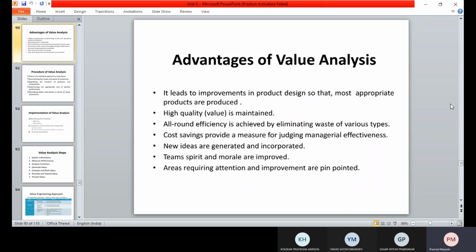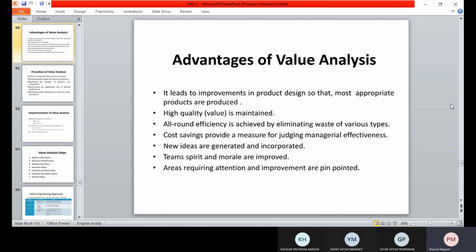So various advantages I have quoted over here. The advantage, of course, is that it leads to improvement of the product design, and it gets the most reliable product to the customer. Second, the quality should be maintained by the engineer or developer while defining the product. All-round efficiency means all the parameters are somewhat efficient. It is not that the efficiency of all the parameters is 100%, not like that. So all-round efficiency should be more.